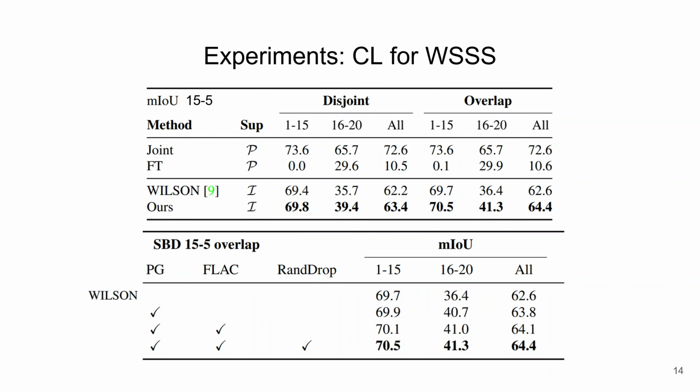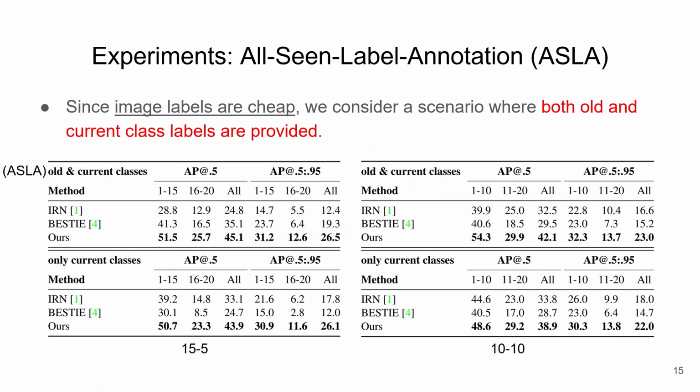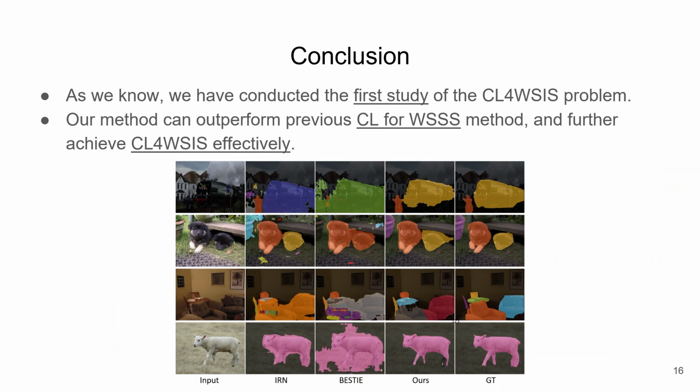We also compare on the continual learning for WSSS part with a recent work, Wilson, which shows our method is also possible to improve the CO for WSSS. Another interesting setting is that since image labels are cheap compared to full annotation, we also consider a scenario where both old and current class labels are provided in each task. The result shows that by providing extra old class labels, the model can learn better compared to providing only current class labels. In sum, we conduct the first study of CO for WSIS, and our method can improve CO for WSSS and achieve CO for WSIS effectively.